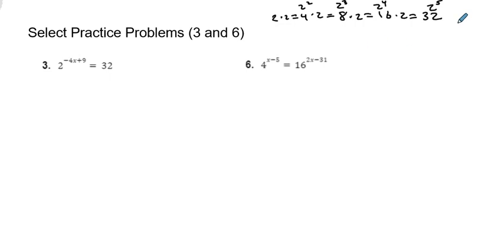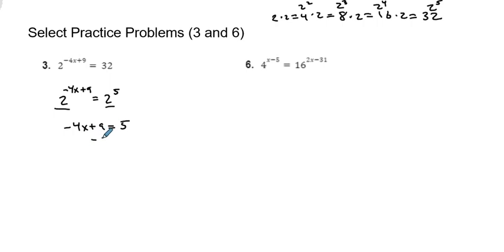So this is what we're going to do. We rewrite 32 as 2 to the 5th and set these equal to each other. So we have 2 to the negative 4x plus 9 is equal to 2 to the 5th power. That's what we were hoping for. Now that my bases are equal, I can set my exponents equal to each other and solve for x. So I have negative 4x plus 9 is equal to 5.